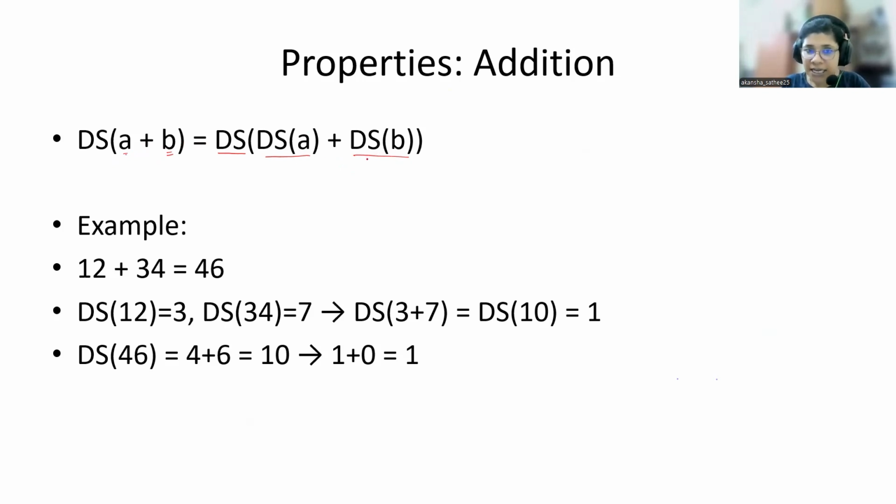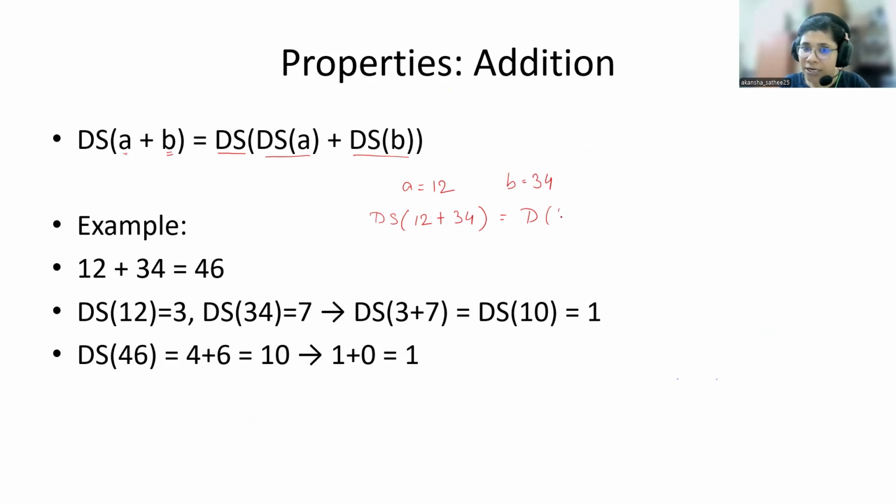Let's see this by an example. The example is 12 plus 36. Let me write it clearly. So a is 12, let's say b is 34. Okay, am I clear? So let me take a as 12, b as 34. Now you have to compute the digit sum of 12 plus 34. One way of doing it is the digit sum of 12 plus 34. Add them up.